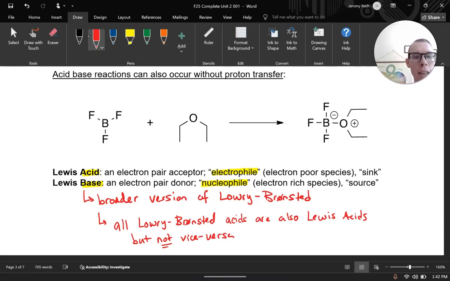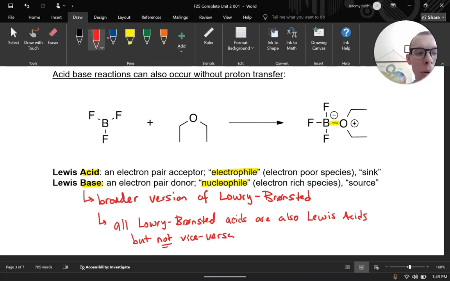So if we actually look at this example above here, we have BF3 reacting with this diethyl ether to form this complex. And this is actually able to be described as an acid-base reaction under Lewis. In a Lowry-Bronsted, this would not count at all as an acid-base reaction, but under Lewis it is. So let's think about what is actually happening here. If I look at my starting materials and my product here, one of the main differences is that there's a bond between my oxygen and the boron.